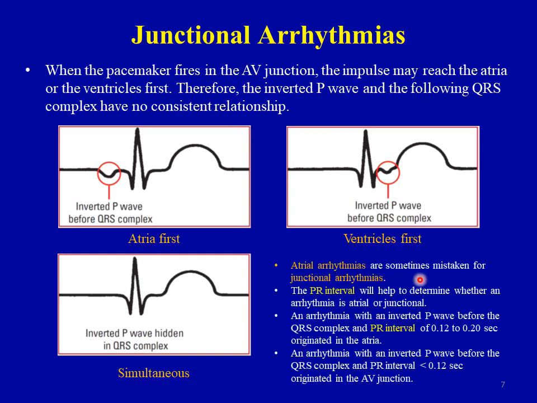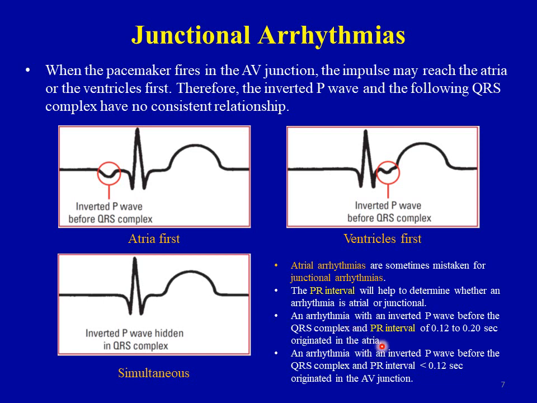Atrial arrhythmias are sometimes mistaken for junctional arrhythmias, especially if we cannot see the P wave, like here where it is hidden. The PR interval will help to determine whether an arrhythmia is atrial or junctional. An arrhythmia with an inverted P wave before the QRS complex and a PR interval between 0.12 to 0.2 seconds usually originates in the atria.